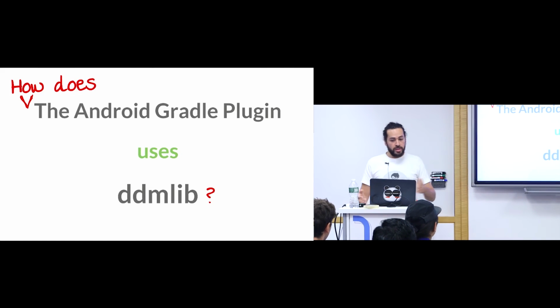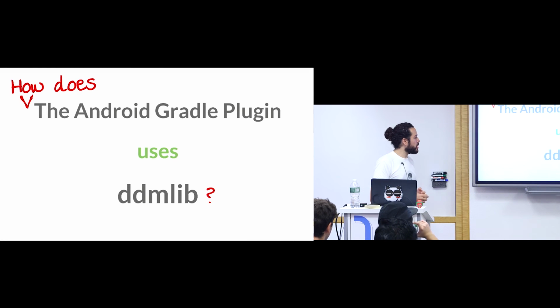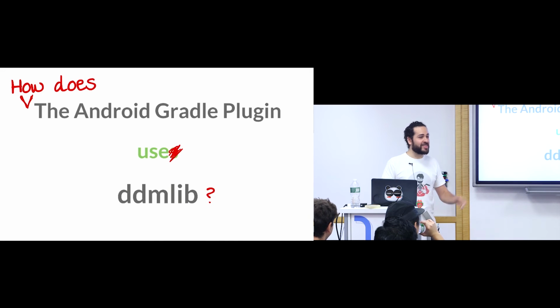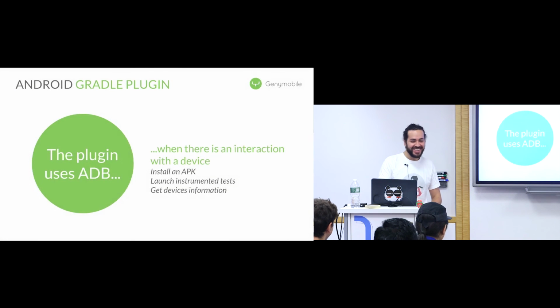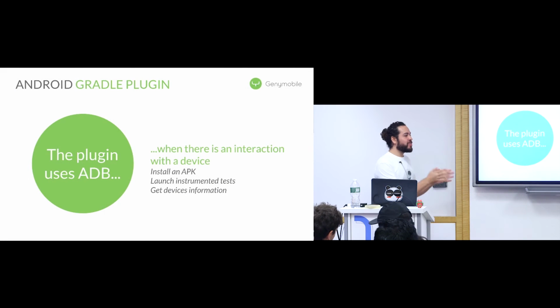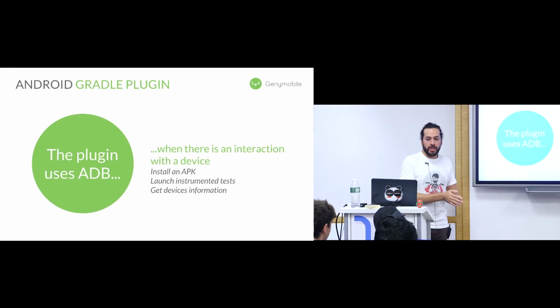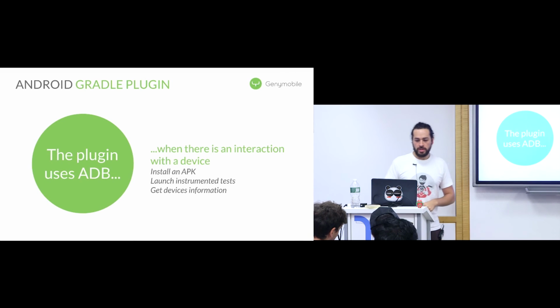And how does the Android Gradle plugin use DDMlib? Actually, there is a mistake. Oh, let me fix it. That's a silly joke, I'm sorry. So, just to make it quick, I don't want to go into too much detail, but the Gradle plugin uses DDMlib. 10 minutes? Oh, great. Oh, we have time.